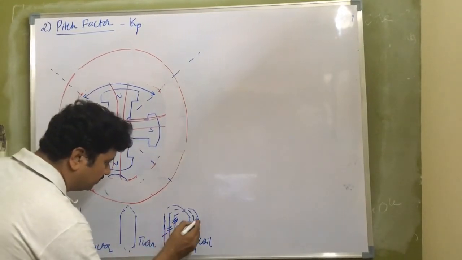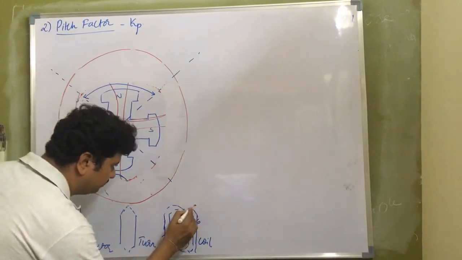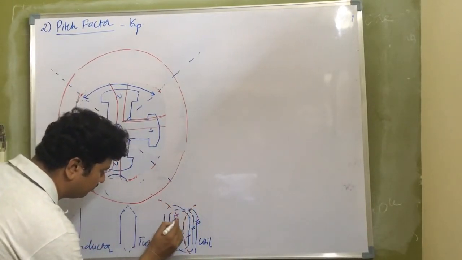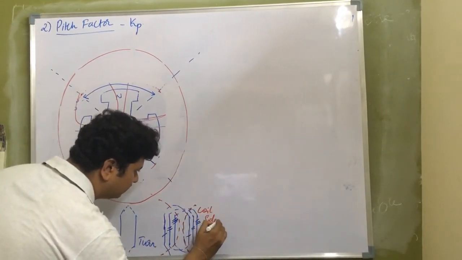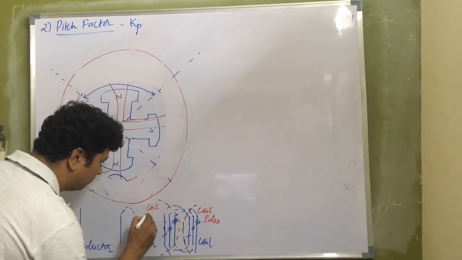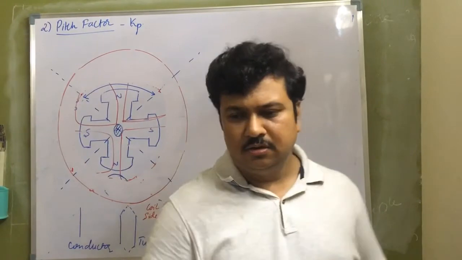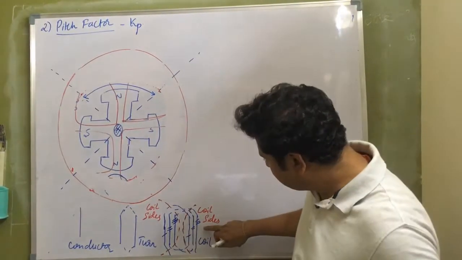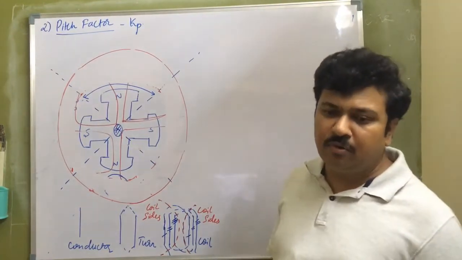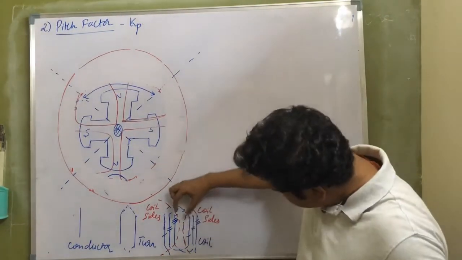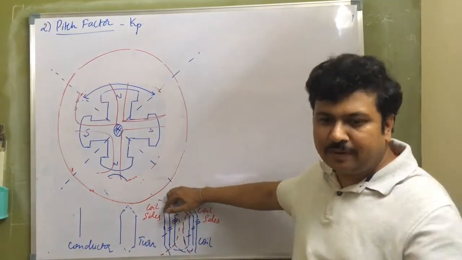These are coil sides. Every coil has two sides. So this is one coil side, this is one coil side. Each coil side will form one conductor, a number of conductors. Now the distance between these two coil sides is called coil span.